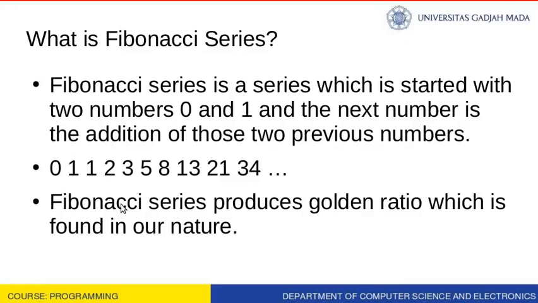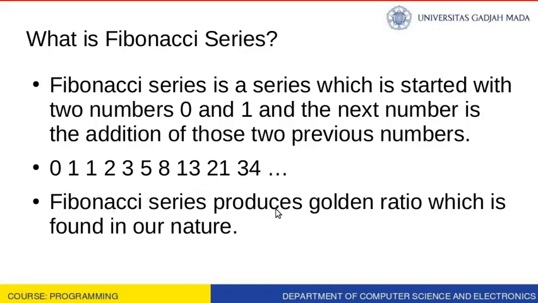Let us start by discussing what is Fibonacci series. Fibonacci series is a series which is started with two numbers, 0 and 1, and the next number is the addition of those two previous numbers. So this is the example. If I have 0 and 1 for the starting, then the next number will be 0 plus 1, which is 1. And then the next number will be 1 plus 1, which is 2. The next number will be 1 plus 2, which is 3, and so on. So this is Fibonacci series.